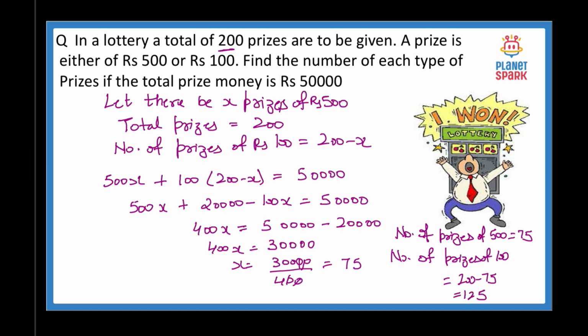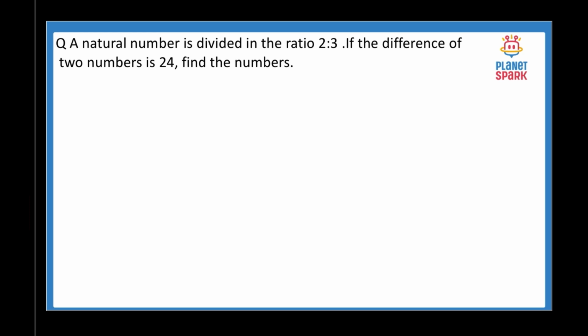The next question states that a natural number is divided in the ratio 2:3. If the difference of the numbers is 24, find the numbers. Now the numbers are divided in the ratio 2:3. That means we can take the numbers as 2x and 3x. So the numbers, we are going to take them as 2x and 3x.